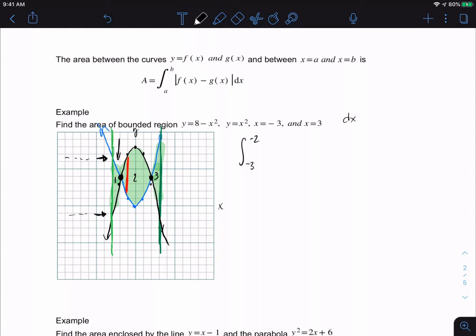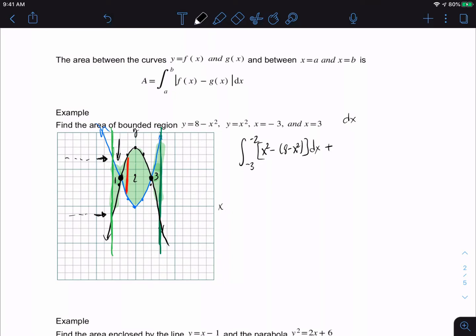Okay. So in that first region, I'm going from -3 to -2. I have to go top function minus bottom function because I don't want to do the absolute value piece. So the top function was x squared, minus 8 minus x squared, and that whole thing is dx, correct?